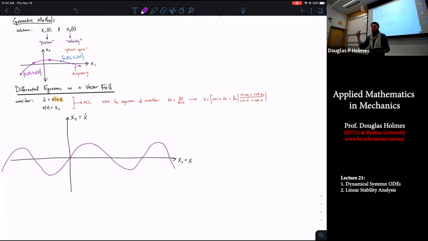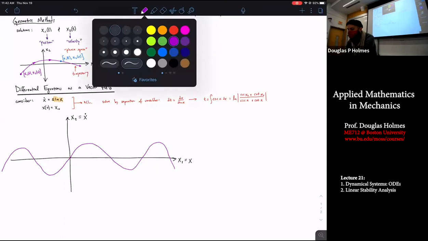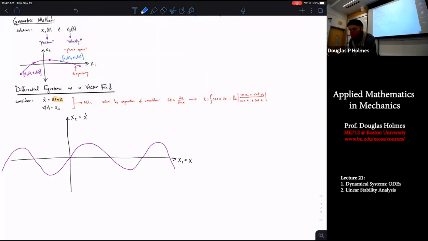moving with a velocity, then we know that if the velocity is positive, the particle should move forward. And if the velocity is negative, the particle should move backwards. So the velocity here corresponds to the y-axis. So when the y-axis is positive, we would expect our particle to move to the right. And we're going to illustrate that by adding a little vector here. So everywhere from here to here, the particle is going to move to the right because the velocity is all above the x-axis.